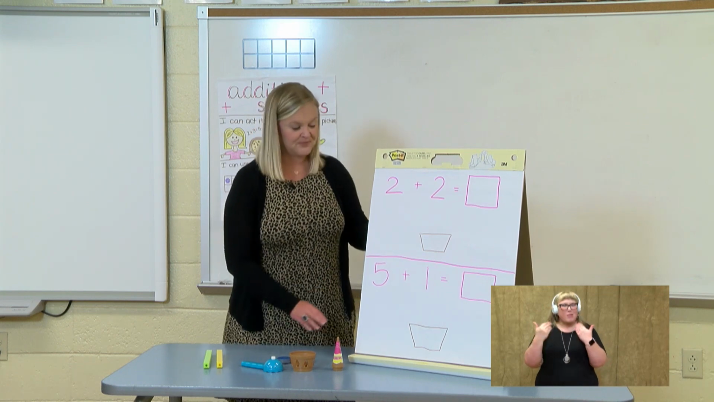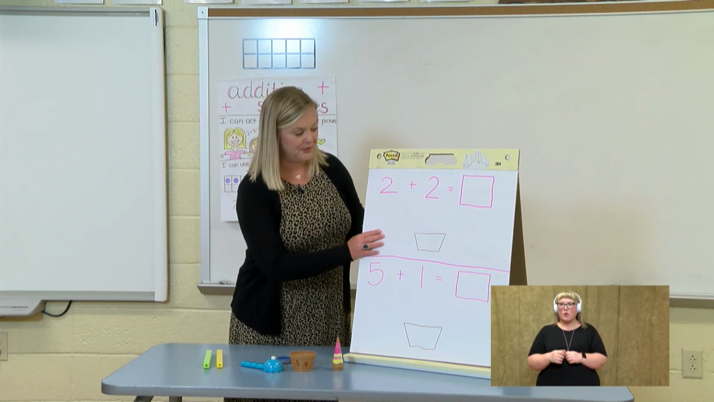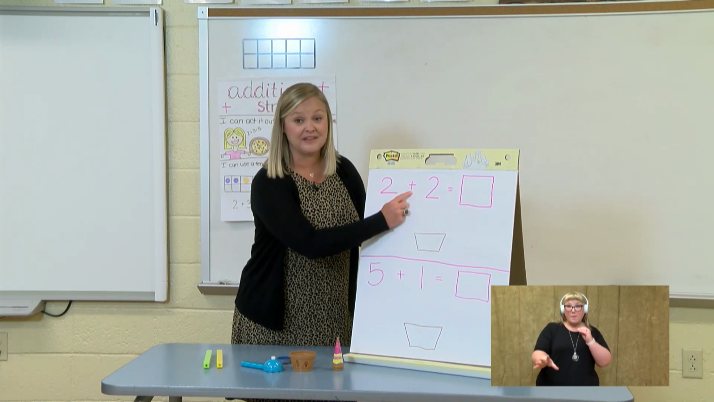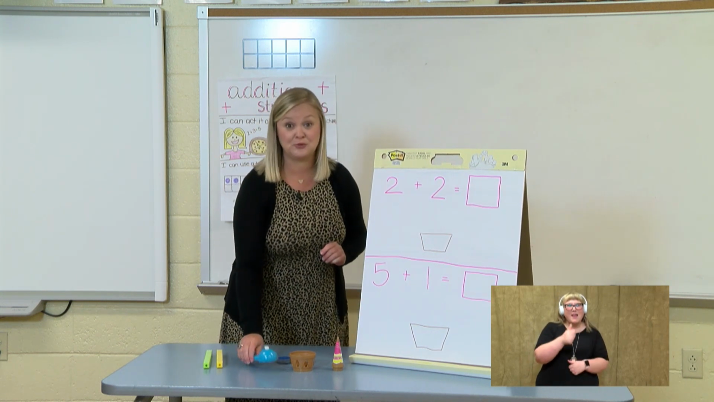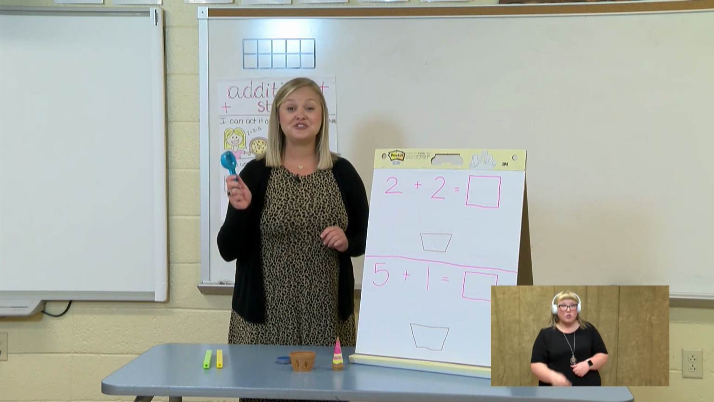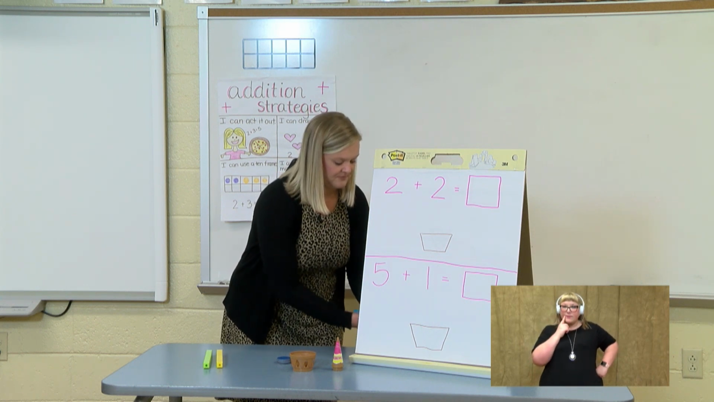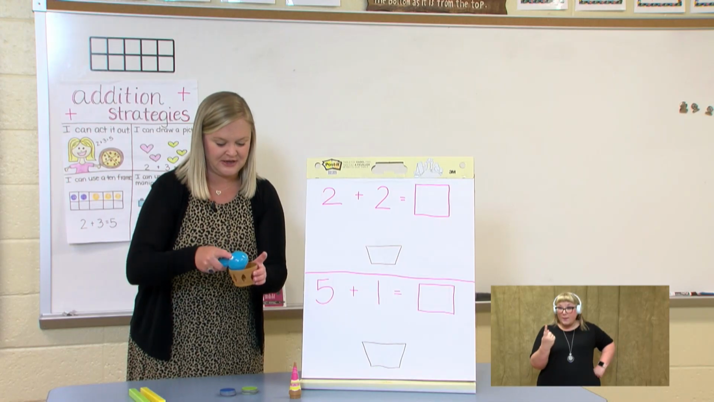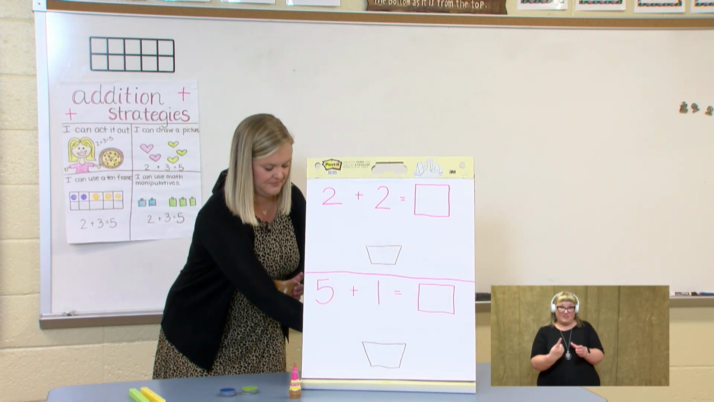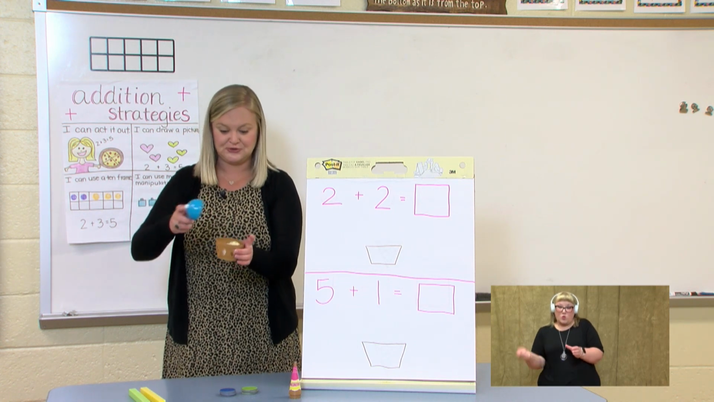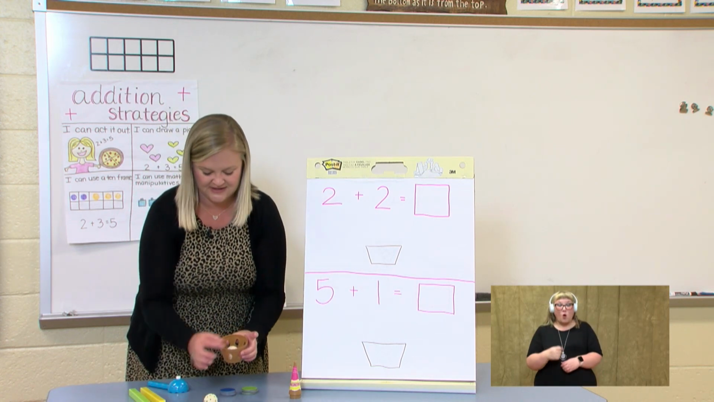So let's get started. Now our first strategy is acting it out. So let's read this math problem. 2 plus 2. So how many scoops of ice cream do we need to start with? We need 2 scoops of ice cream. So let me see. Here's 1 scoop. I'm going to put it in my cup. 1 scoop of ice cream. 2 scoops of ice cream. So I have 2 scoops of ice cream in my cup. 1, 2.